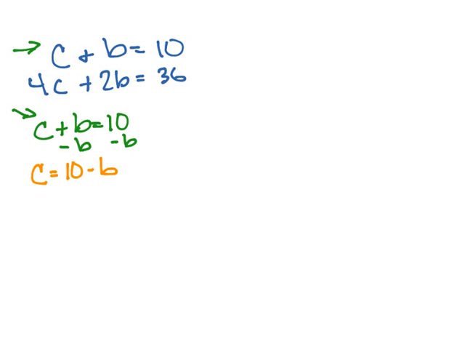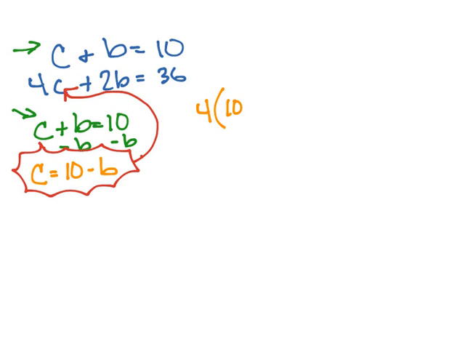Once again, we'll take this, we'll cut it out, and we're going to use this to replace the C up here. So my newest equation becomes 4 times (10 minus B) plus 2B equals 36. Once again, at this point, we've eliminated the variable C, so we can solve.